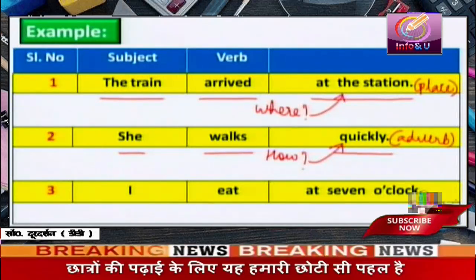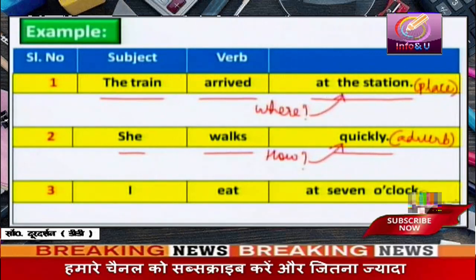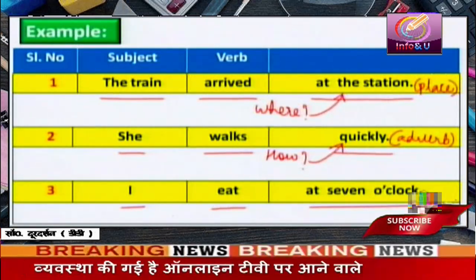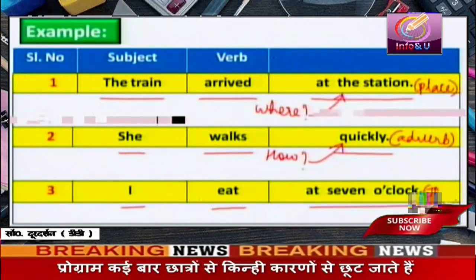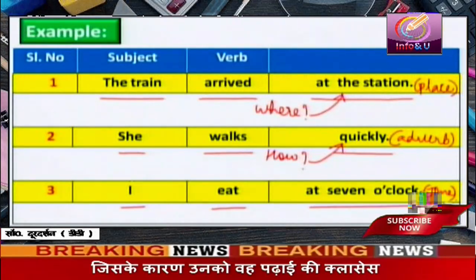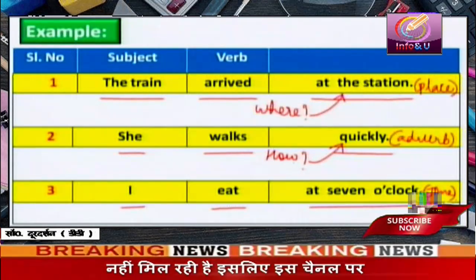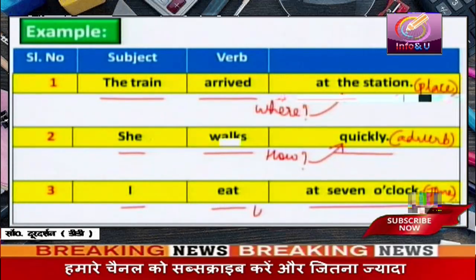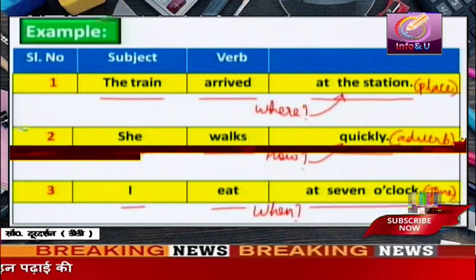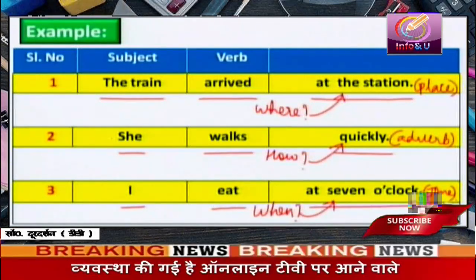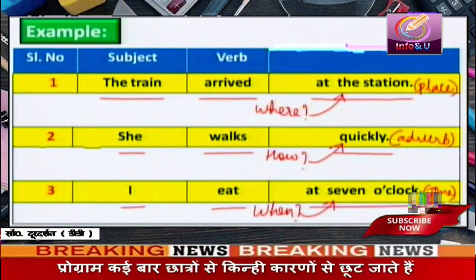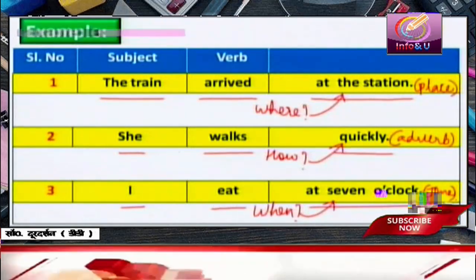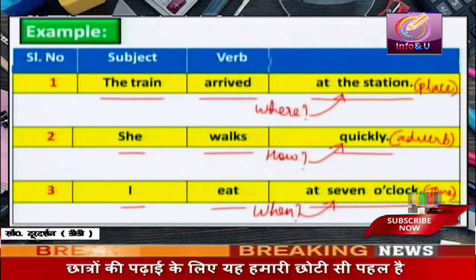Next sentence. I eat at 7 o'clock. I in this sentence is subject. Eat is verb. At 7 o'clock shows time. This part tells us time. So, this action eat done by I is not received by any object here. Or if I ask, I eat when, then only I will get the answer at 7 o'clock. So, in these three sentences, arrived, walks and eat, these three verbs are intransitive verb because they are not followed by any object.